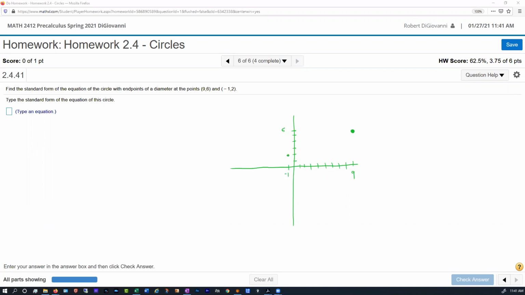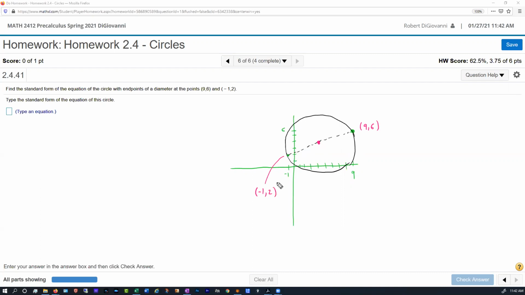So if we draw a circle through here, it's going to be kind of hard, but I'm going to try. Not good. Okay, they're telling you that these are connecting the diameter, which means that the center of the circle is right there. So let me label these points. This is the point 9, 6, and this is the point -1, 2.